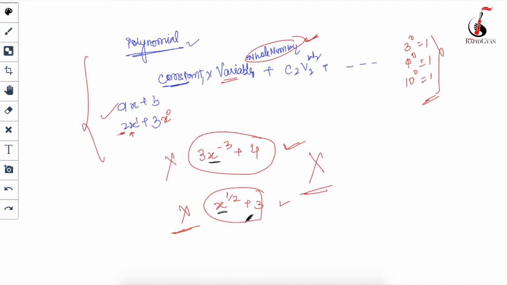And what's the power of the variable? In this case it's 1 by 2. In this case it's negative 3. But what should be the power of the variable? Power of the variable should always be a whole number.